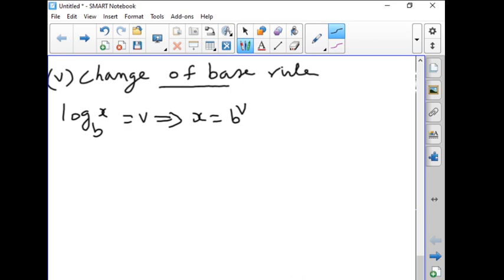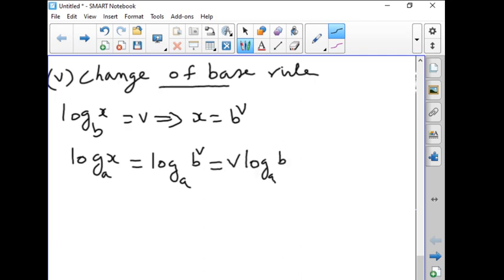Now, take logarithm to both the sides. So when you take logarithm to both the sides, we get log x to the base a is equal to log b power v to the base a. So what is this? This is nothing but v log b to the base a. So what we have got now is v log b to the base a is equal to log x to the base a.